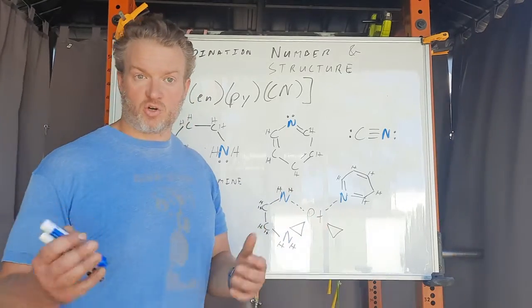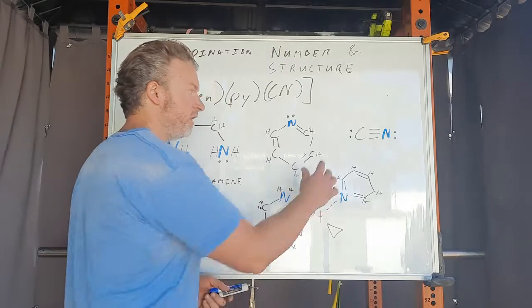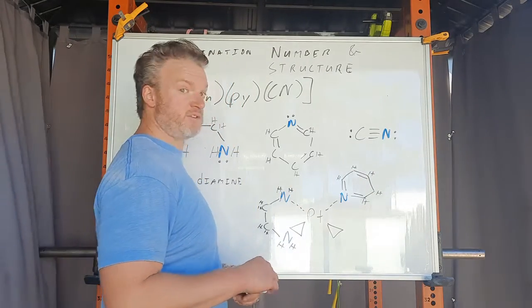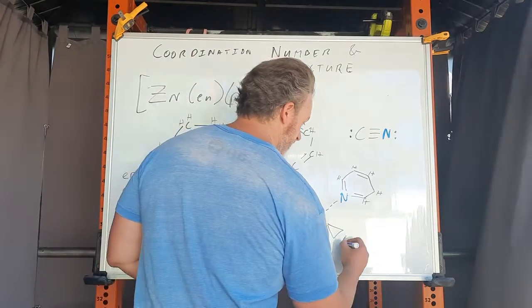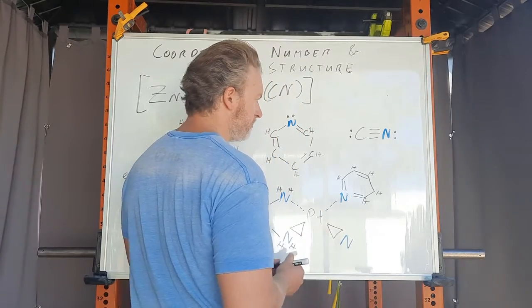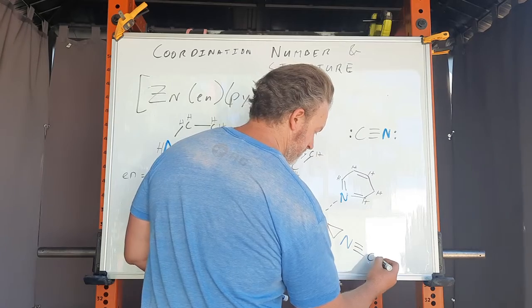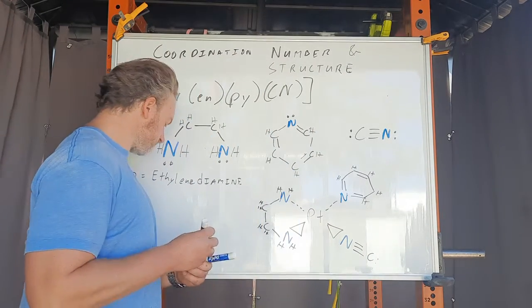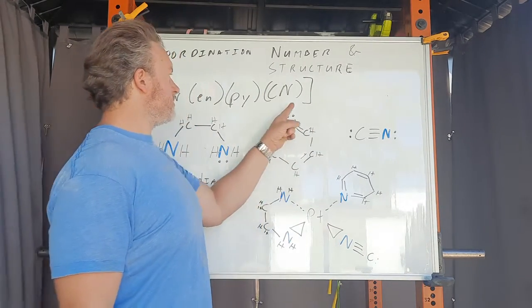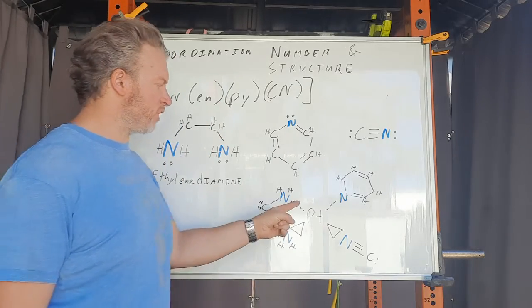So just to get our drawing completed, let's make the nitrogen bite this time, like we have for every other one. But that's not necessarily the case. So this is meant to be a coordination number of 4.